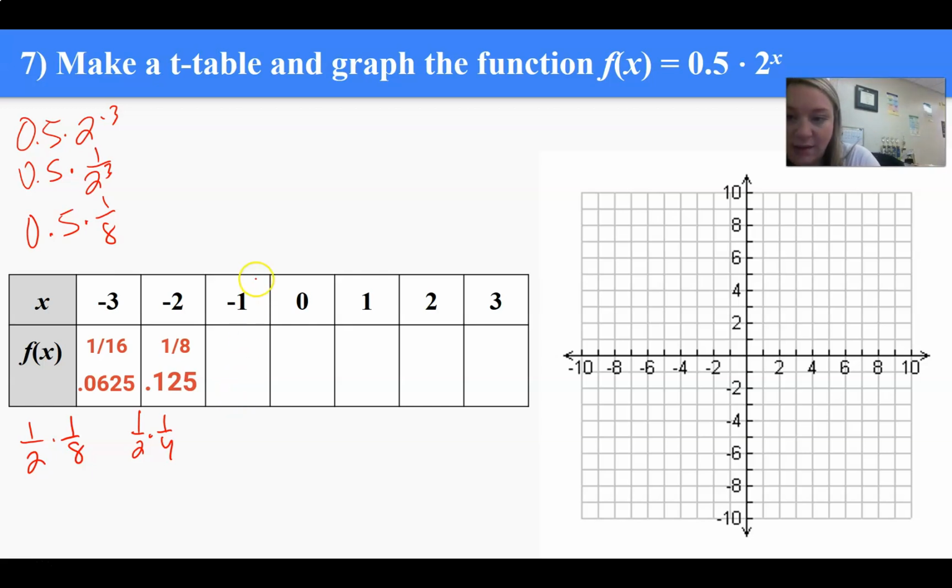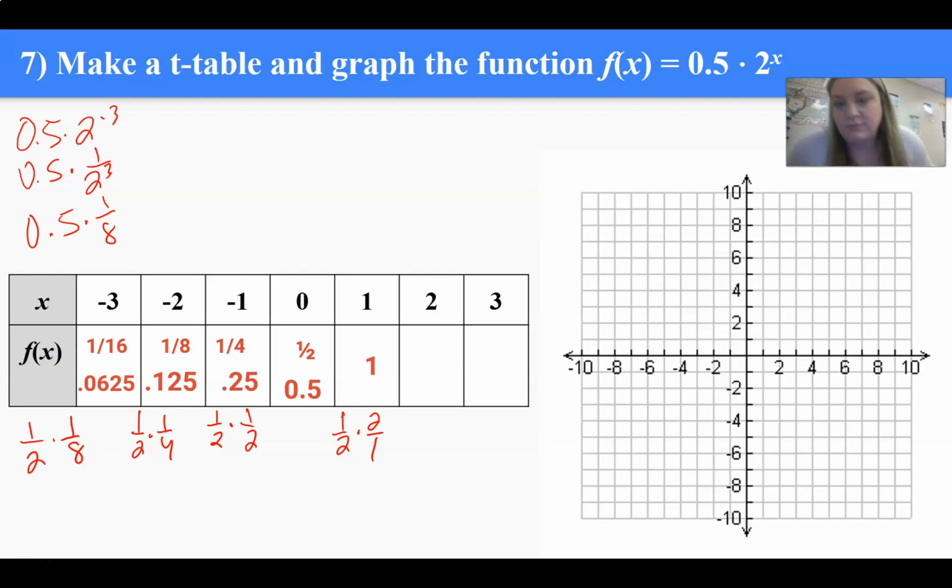To the -1 power, we already did that. That became 1/2. So we're going to do 1/2 times 1/2, which is 1/4. The power of 0 was 1. 1 times 1/2 is going to be 1/2 for 0.5. 2 to the power of 1 is just 2. So we're going to do 1/2 times 2 over 1. So that becomes 2 over 2, which is just 1.